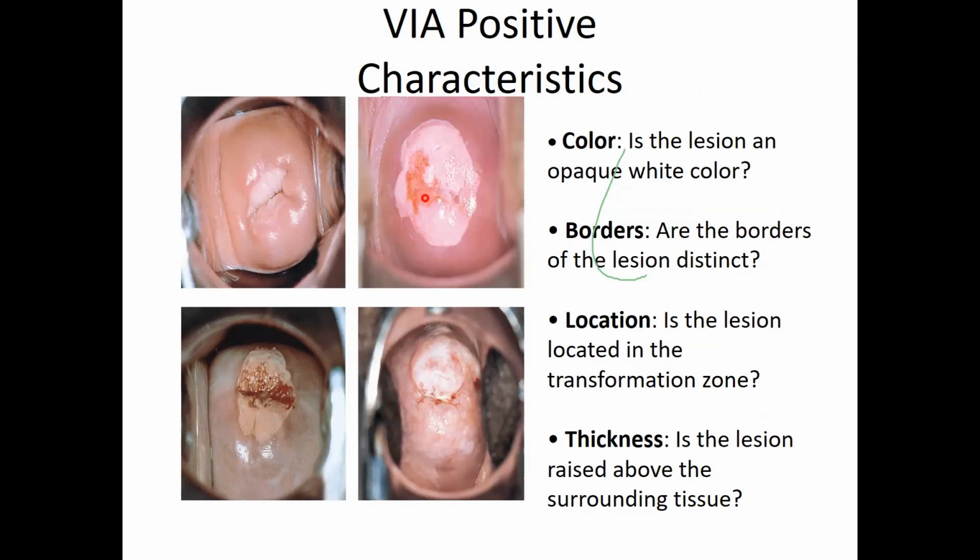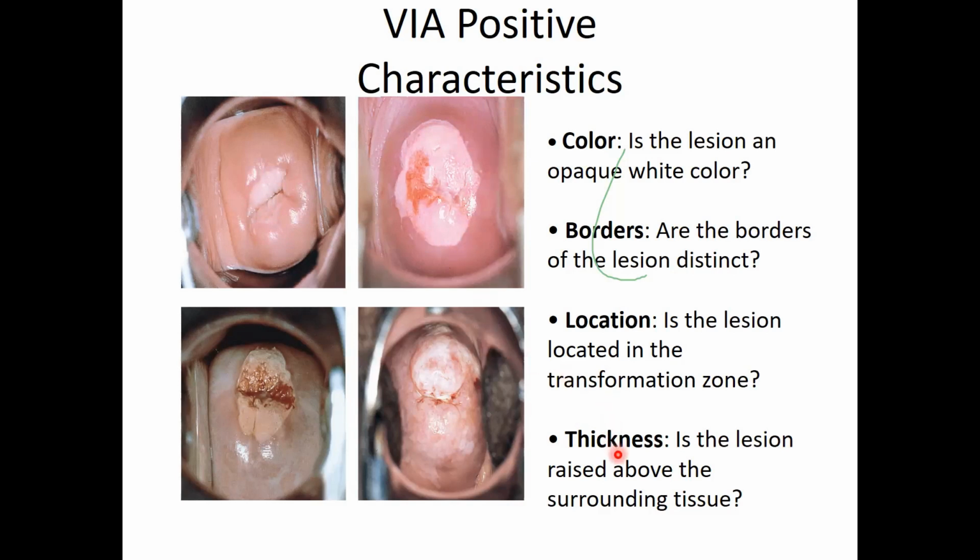So the color, you need to see, is it opaque? And how are the borders? Are they well distinct? And where is the location of this lesion? Is it within the transformation zone? Whereby this is the cervix, and this is our area of focus. And those areas of focus we need to know.